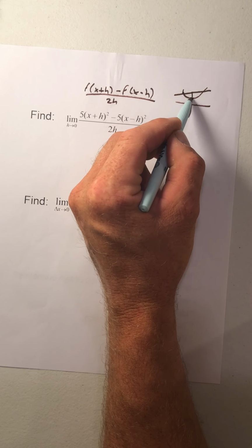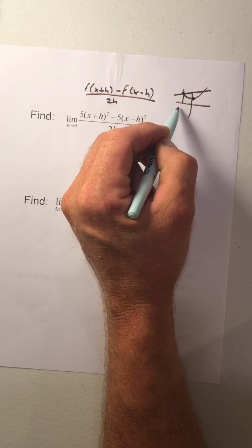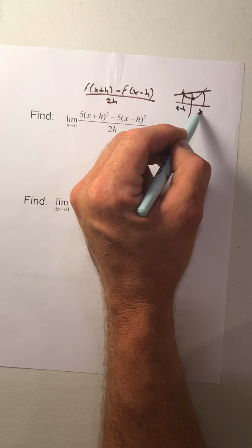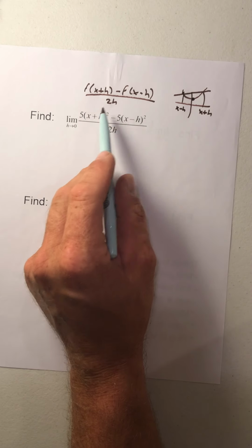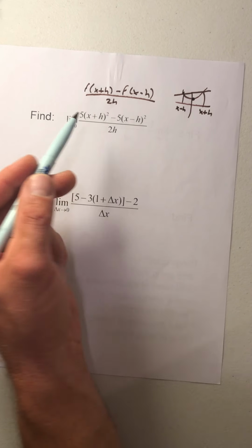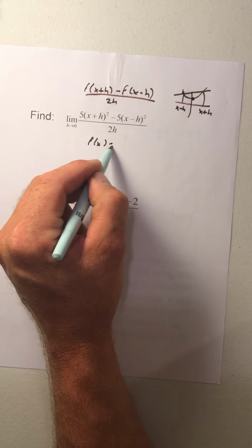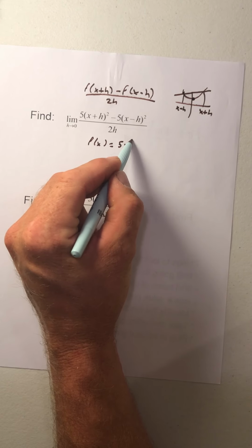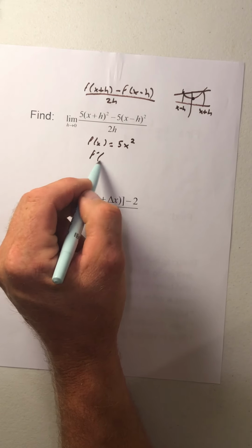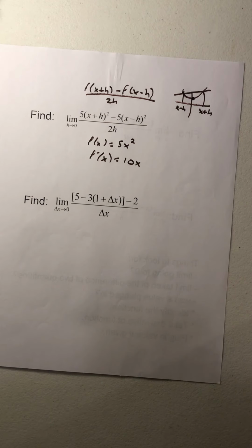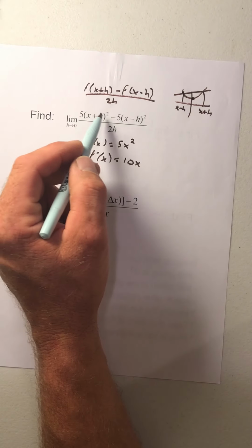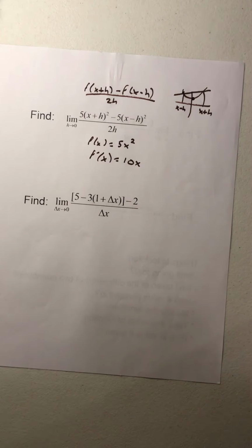So maybe here's our point. Our original point was here. We had our x minus h and our x plus h there. So if we go ahead and look at this, we know that our function, f of x, is going to be 5x squared. Our derivative, f prime of x, is 10x. Again, if you don't like that, you could go ahead and multiply that out. I don't know who would want to multiply it out, though, but you can.